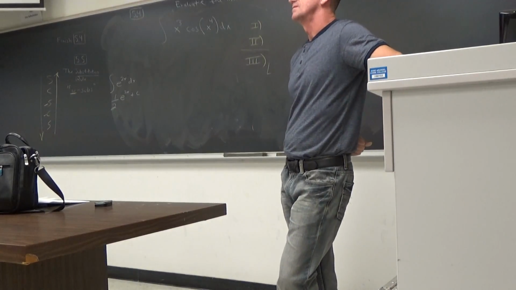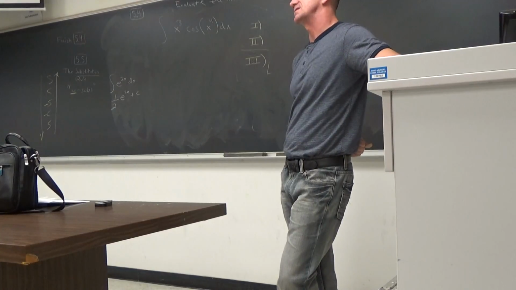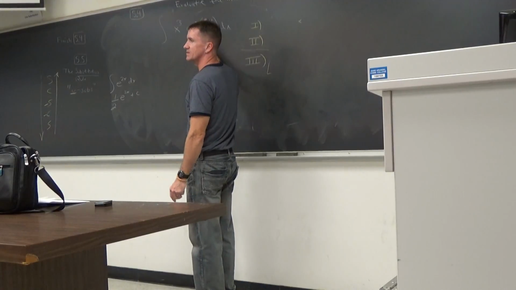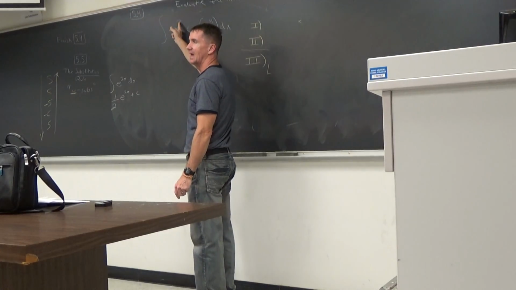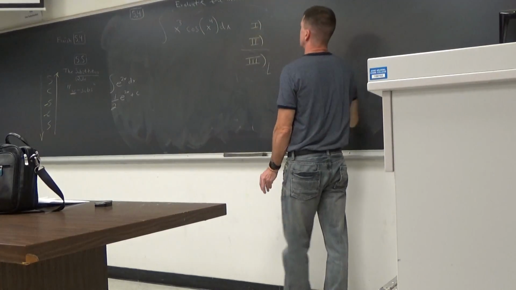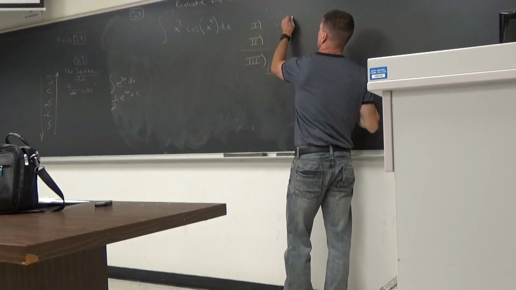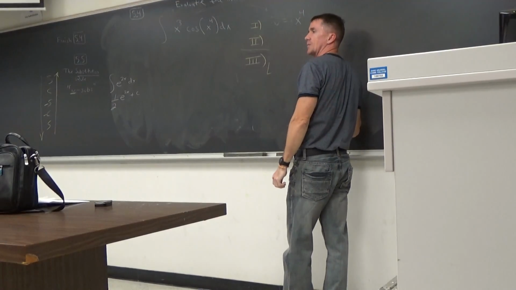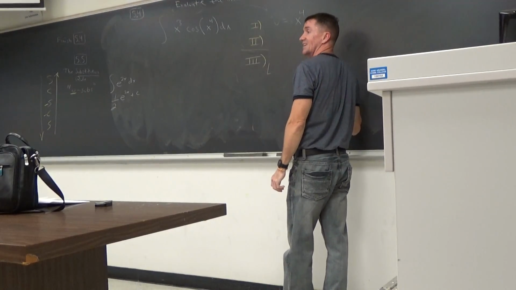Josephine, I do want to point out, when I set this up, did you notice my power difference? X to the 4th, and this over here is what? X cubed. You'll see why. Because guess what you're letting u equal to? The one that's higher by 1. The thing in the parentheses.